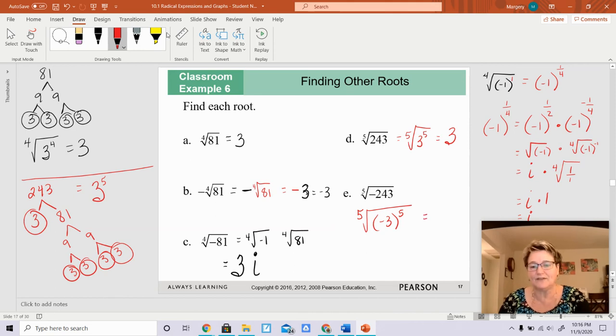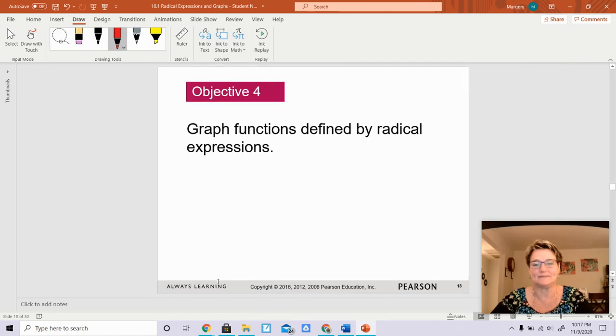Now, when you take the fifth root of something to the 5th power, whatever's being raised to the 5th power comes out. So that's going to be -3. All righty? And we did all the math over here. So that is that portion.